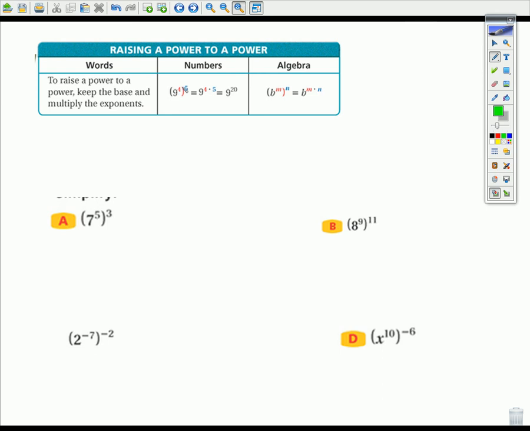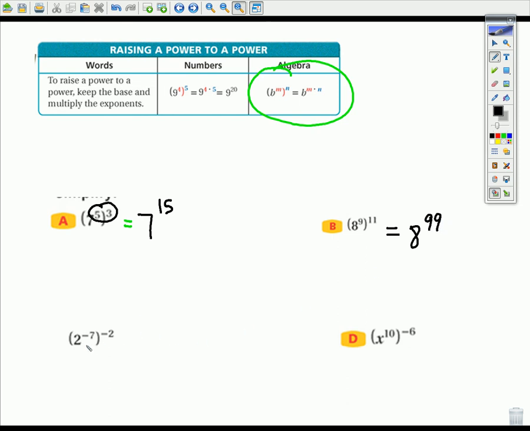So 9 to the 4th to the 5th, I keep the 9, and 4 times 5 is 20. Again, algebraically, b to the m to the n is b to the m times n. So let's look at this. I have 7 to the 5th to the 3rd. 5 times 3 is 15, so 7 to the 15th. 8 to the 9th to the 11th is keep the base 8. 9 times 11 is 99.